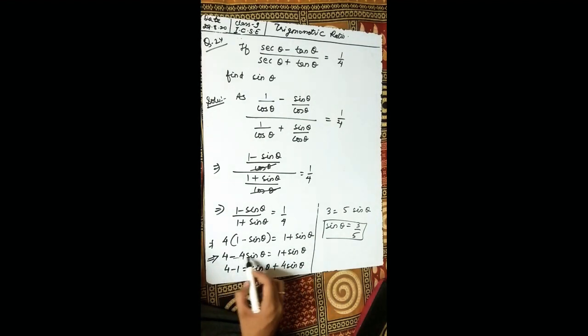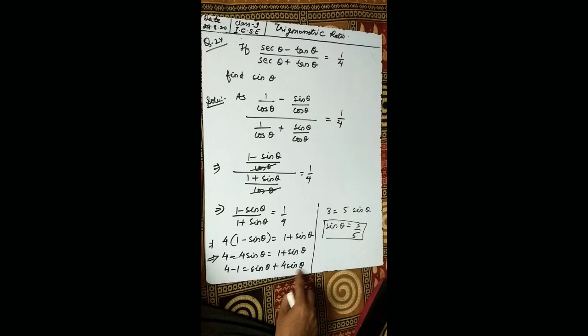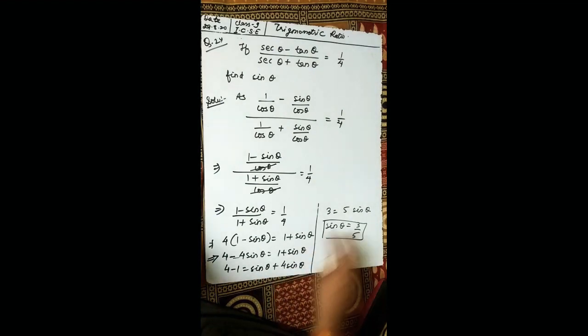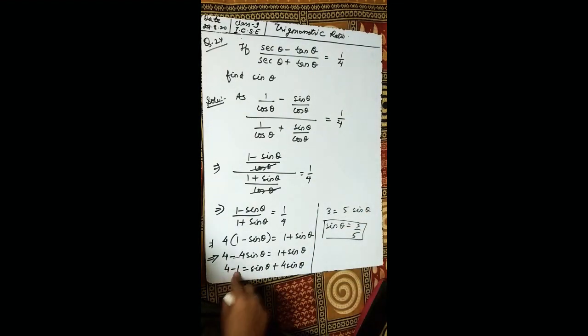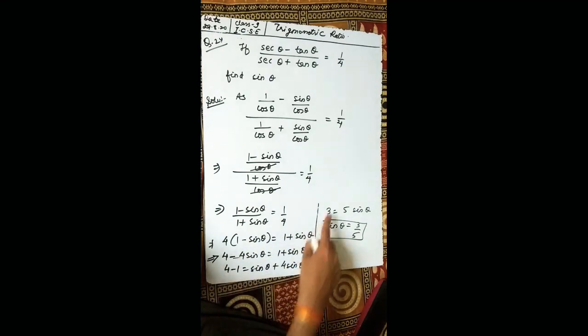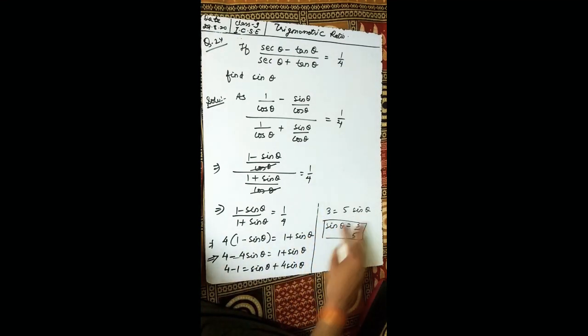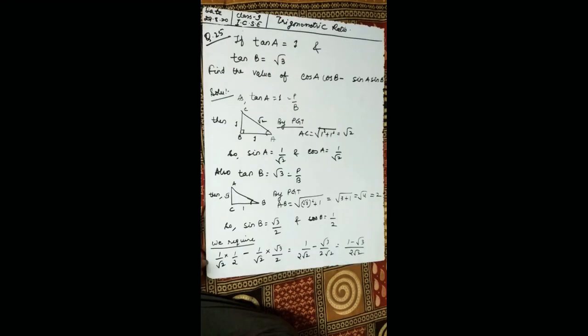Take minus of 4 sin theta to that side and 1 here, so 4 minus 1 equal to sin theta plus 4 sin theta. Sin theta plus 4 sin theta will give you 5 sin theta. 4 minus 1 is 3. So finally sin theta will be equal to 3 upon 5. Okay.